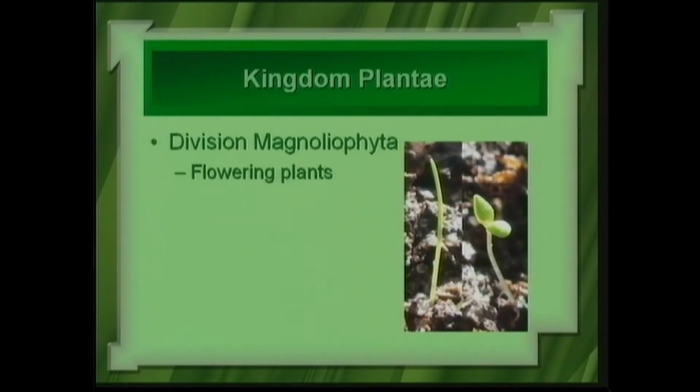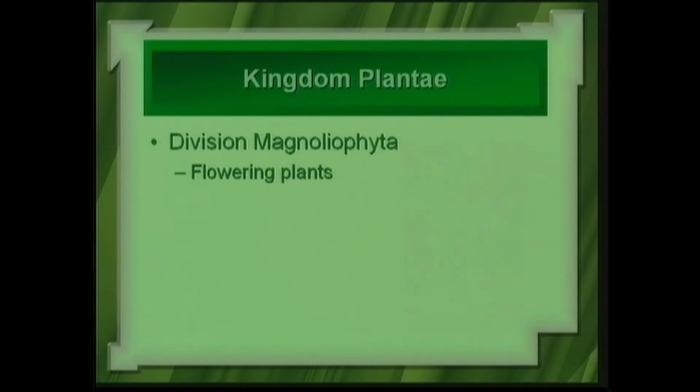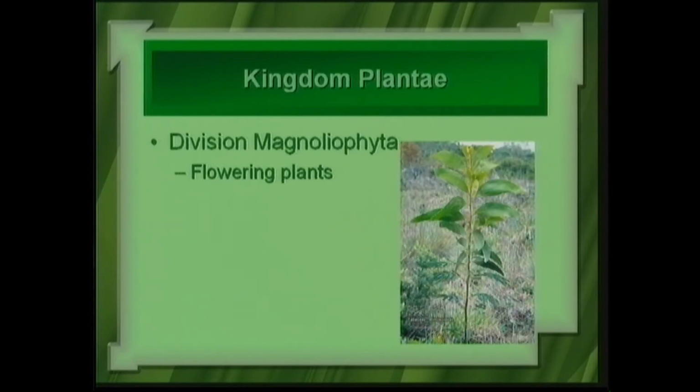Finally, we're getting into the flowering plants, the division Magnolia phyta. So these are the flowering plants. You remember that we have monocots and we have dicots. And here you have a little germinating monocot with 1 cotyledon. We have a little germinating dicot with 2 cotyledons.